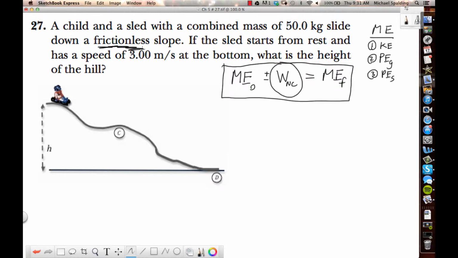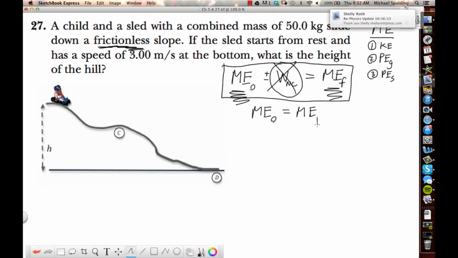Yeah, if friction were present, then mechanical energy initial and mechanical energy final would not be the same. So then we'd have to account for it by factoring in the work done by friction. Does that make sense? So for this problem, what's the work non-conservative? It's 0, because the only thing doing work is gravity. And gravity is conservative.